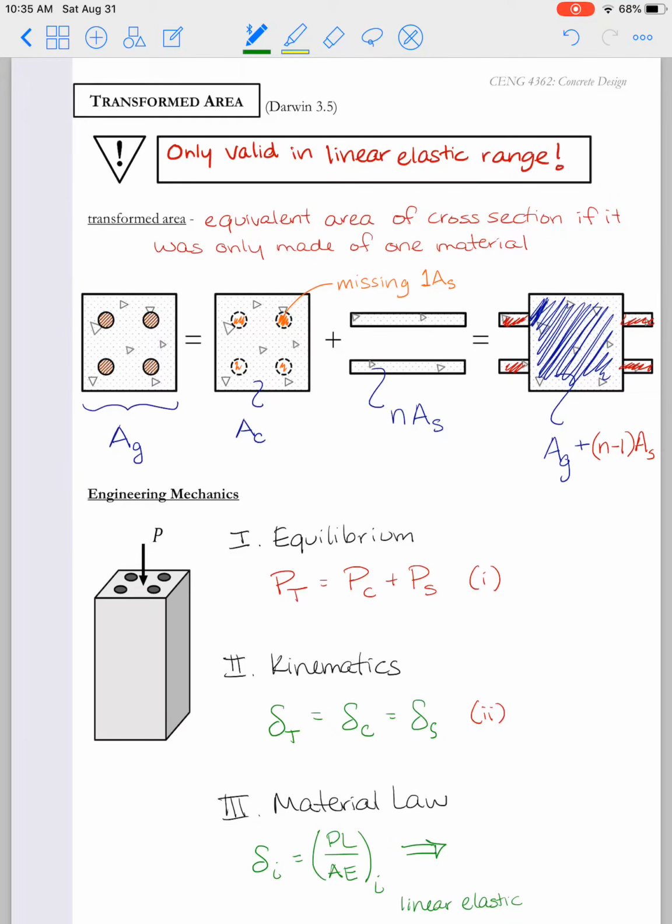But in general, as long as we're in the linear elastic range, we can also say that the strains in the concrete are equal to the stresses in the concrete divided by the modulus of elasticity of the concrete, and the strain in the steel is equal to the stress in the steel divided by the modulus of elasticity for the steel. I'm going to call those equations 3 and 4 respectively.